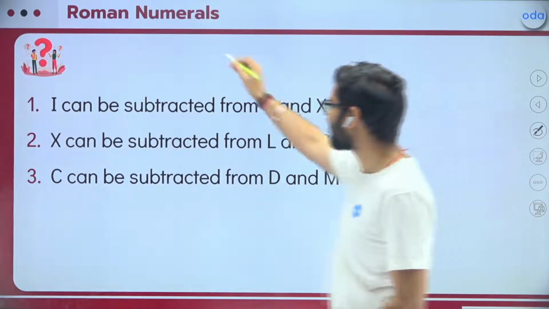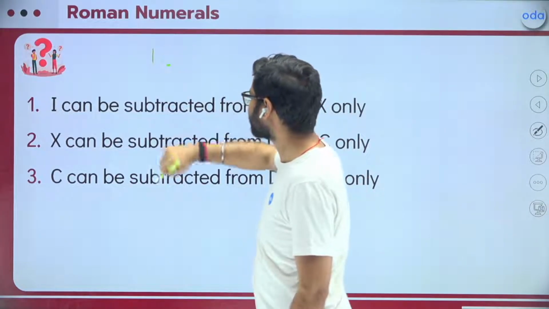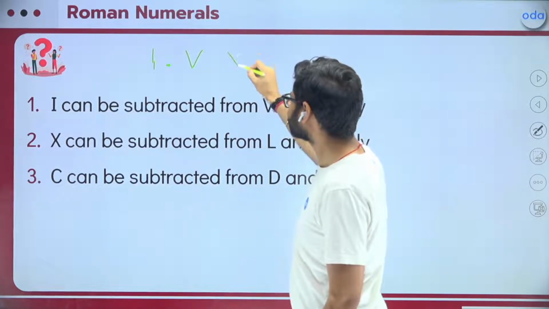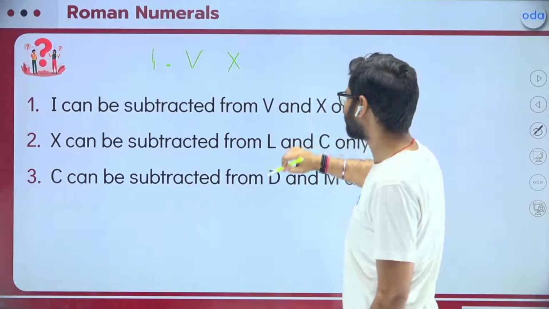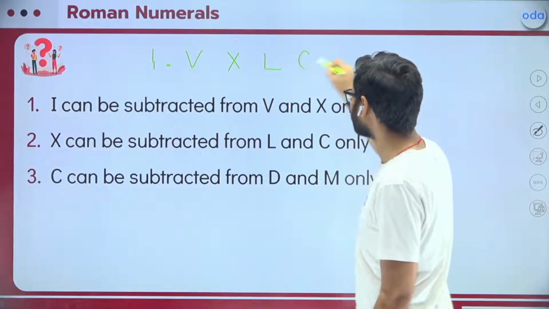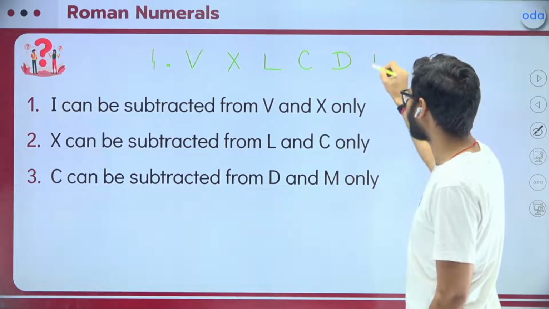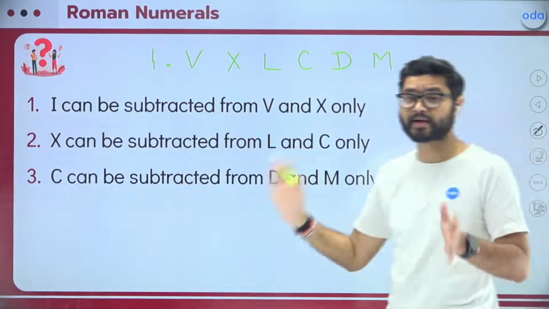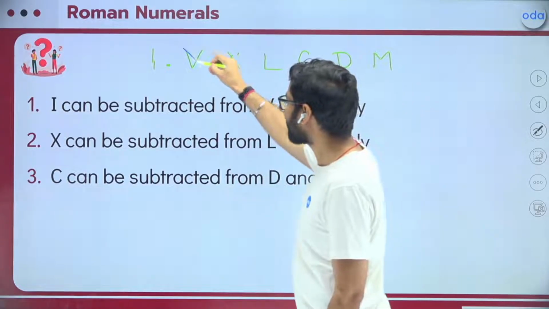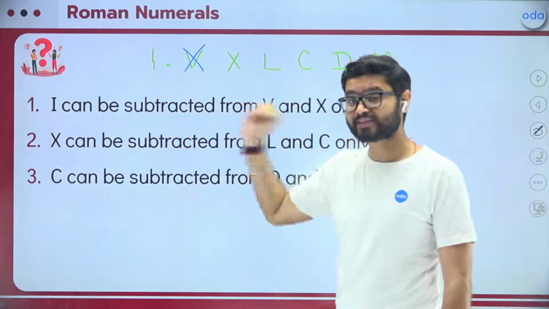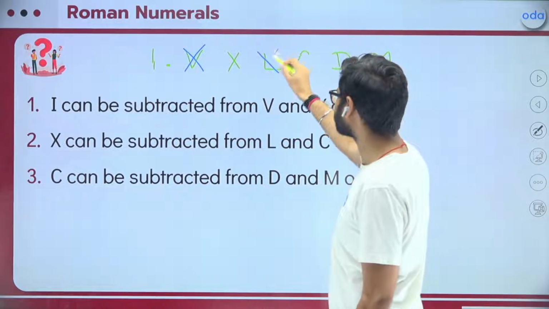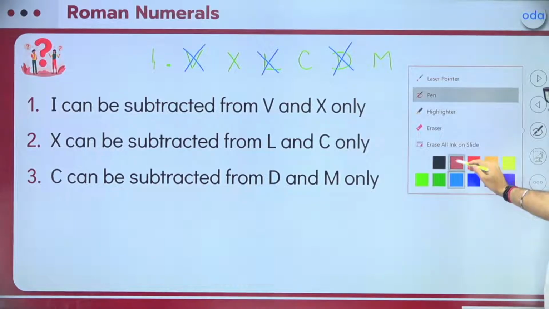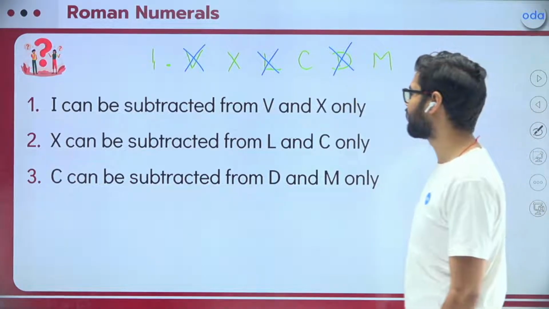So, first of all, I am going to write all the symbols, right? I for 1, then V for 5, X for 10, okay? Then L for 50, C for 100, D for 500, M for 1000. Now pay very close attention, because what I'm going to teach you now can really help you. V cannot be subtracted. I hope you remember. We just learned L cannot be subtracted, D cannot be subtracted. The remaining are I, X, C, and M.